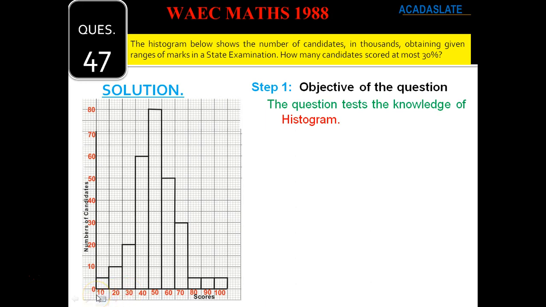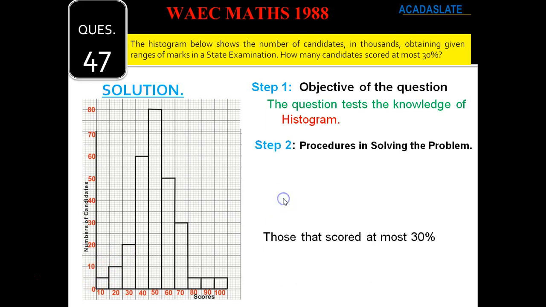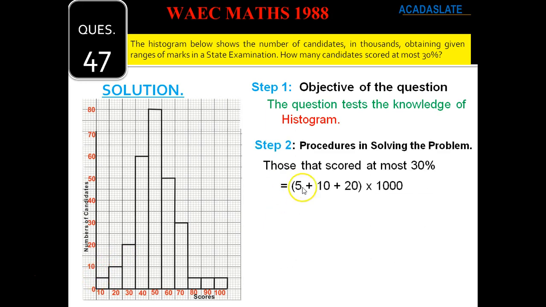Now, from our histogram, we can see that those that scored 10%, they are 5. Those that scored 20%, they are 10. Then those that scored 30%, they are 20. So, the number that scored at most 30% is 5 plus 10 plus 20. And since we are told that this is in thousands, we multiply by 1,000, which gives us 35,000.